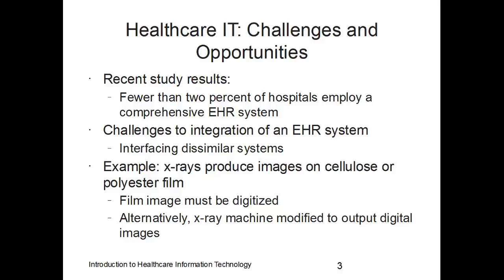For example, X-rays can produce an image on cellulose or on polyester film, so those film images must be digitized. So that's going to add an investment of more time by the staff to get everything on an electronic system. Or the X-ray machine has to be modified to output a digital image. So either one of those will lead to an increase in time, increase in money.